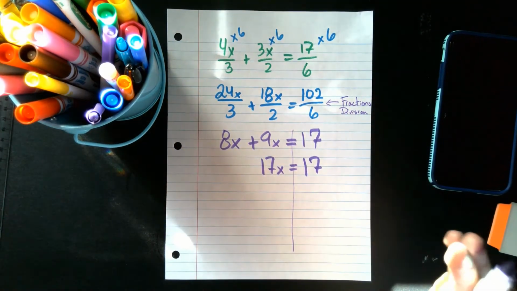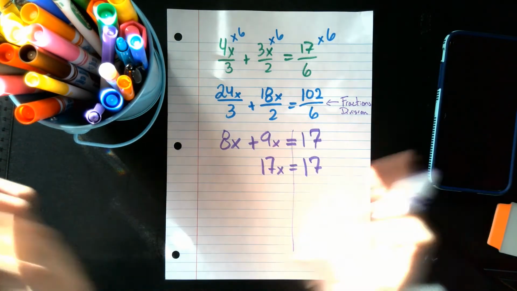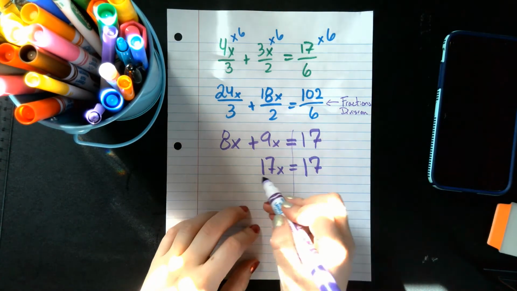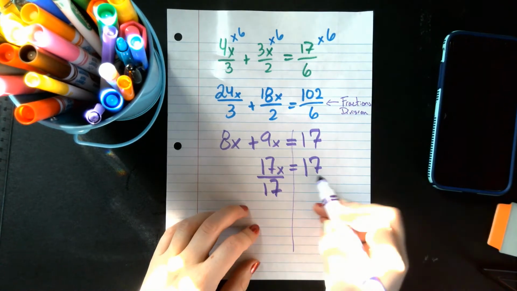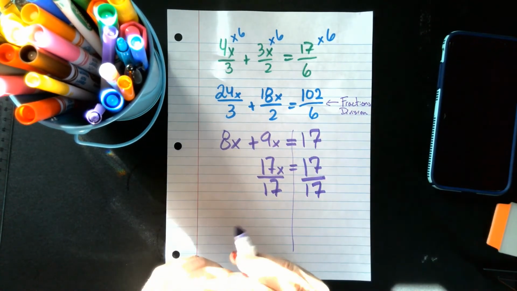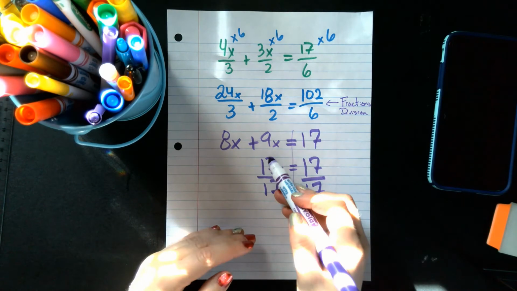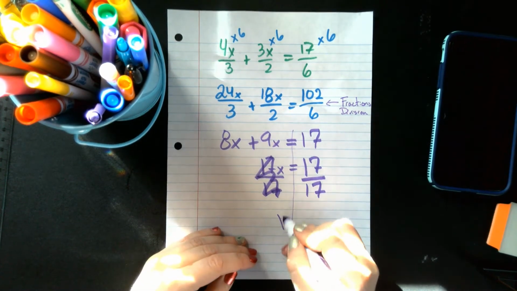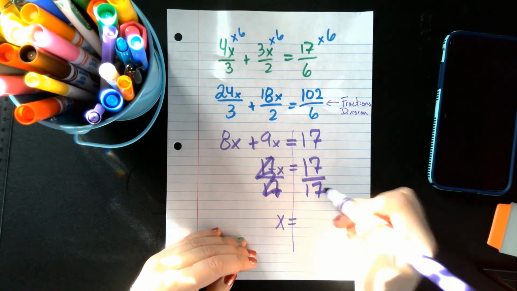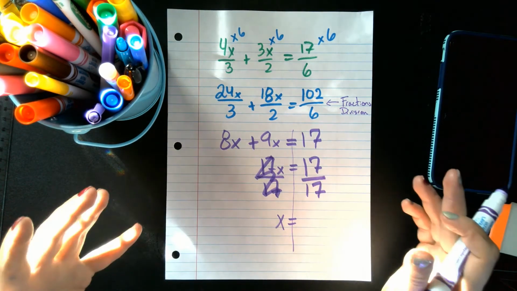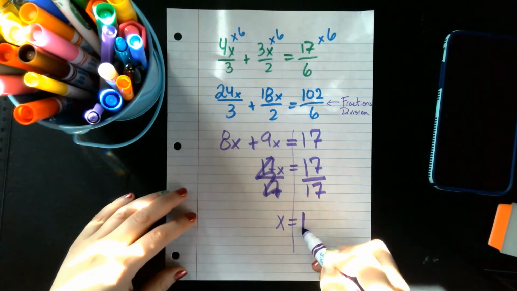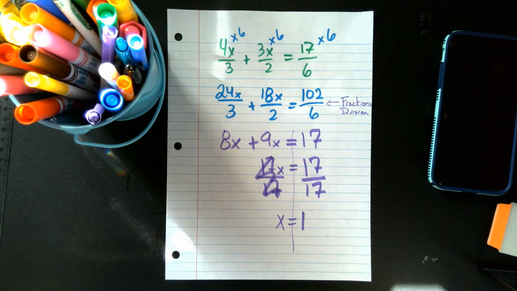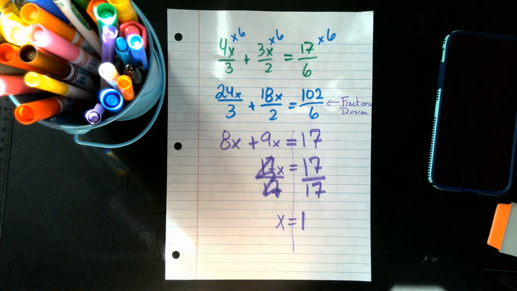Our very last step is to solve, always, which means that we're going to divide by the number of x's. I have 17 x's, so I'm going to divide both sides by 17. Those cancel, and they leave me with just 1 x. 17 divided by 17, you should know this one, anything divided by itself is 1. Hallelujah. We finished. Okay.